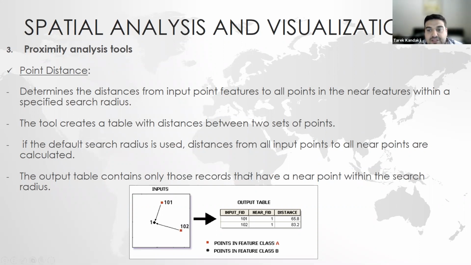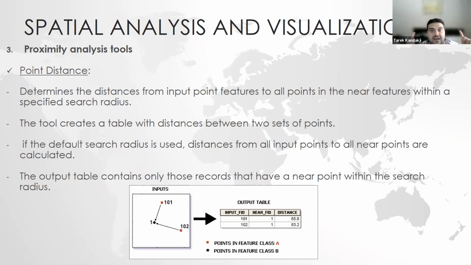Now, let's say you did not assign a search radius. What will happen? It will measure the distance between each point and each police station. It will create a very huge amount of data. So let's say you have 1,000 houses and 1,000 police stations in a certain city. Then the output will have 1,000,000 records, because you measure the distance between a police station and all the houses, and the next police station and all the houses.